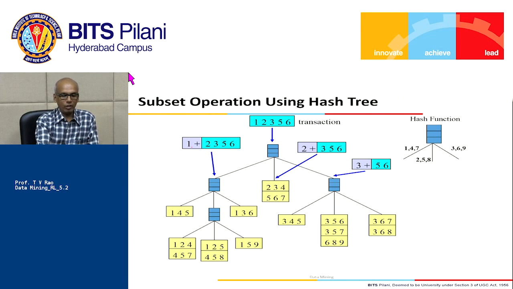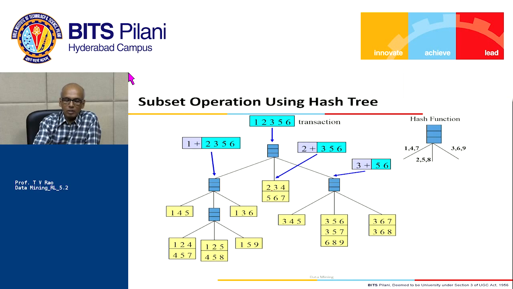So we are dividing it into 1 and 2, 3, 5, 6. Since there is a branch, that means there are some item sets which start with 1. So our problem is now reduced to finding 2, 3, 5, 6 in this subtree. We will go down further and see whether 2 can be found and then 3 can be found, and based on that we make the comparison.